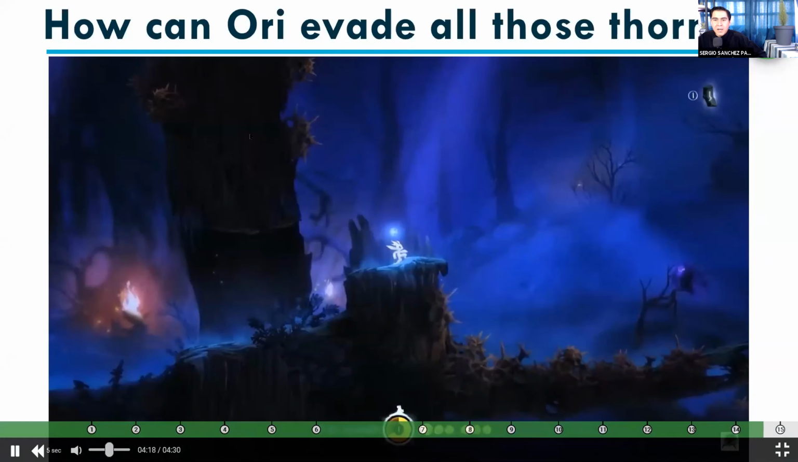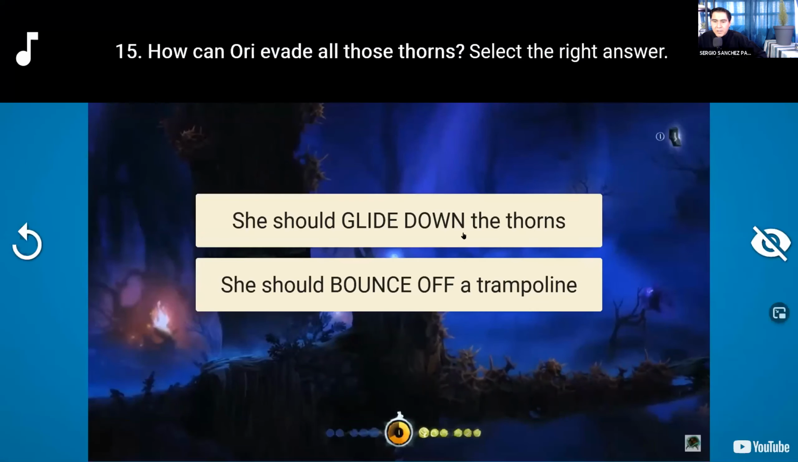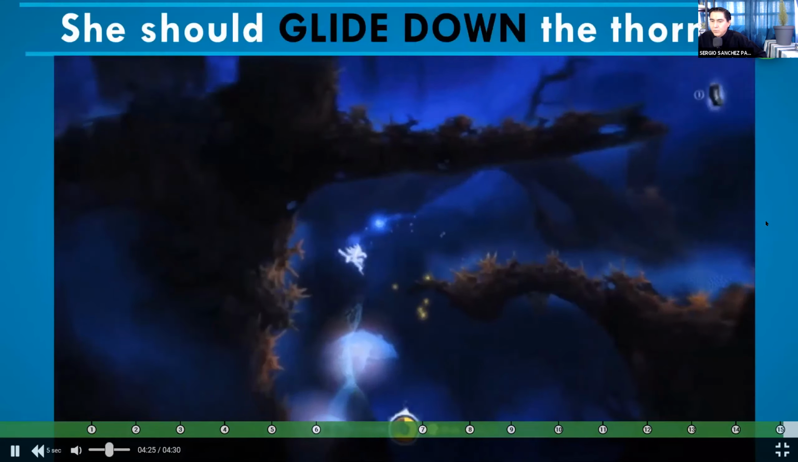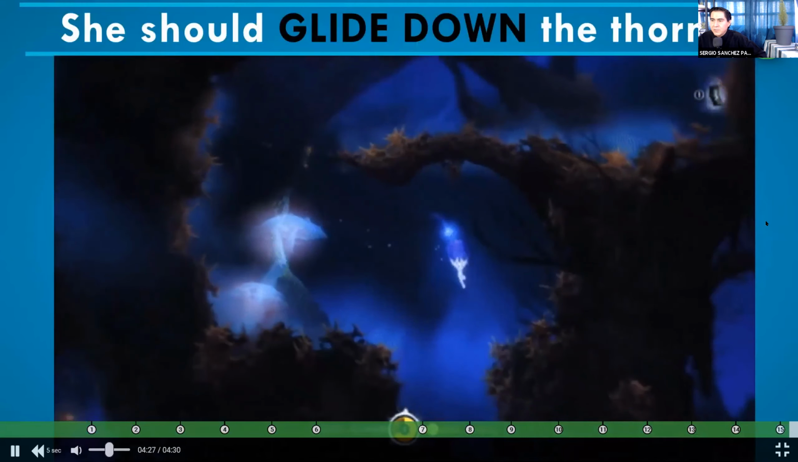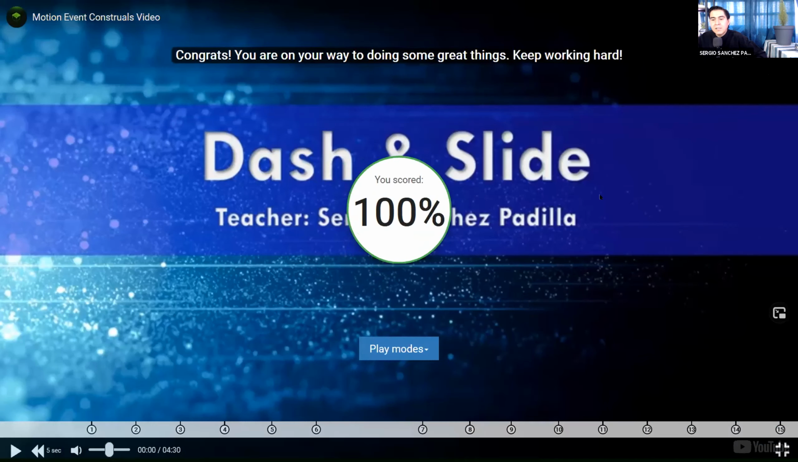The final question is: how can Ari evade all those thorns that are here? Should she glide or should she bounce off a trampoline? And of course, she should glide down, evading the thorns, which is what we will be shown to finish this video. You can see that my score is right there above in the upper right corner. And I am given my score.